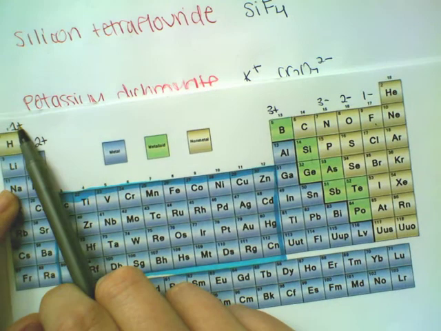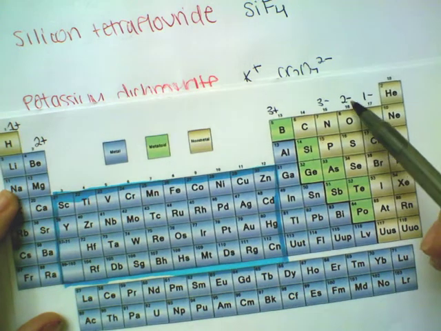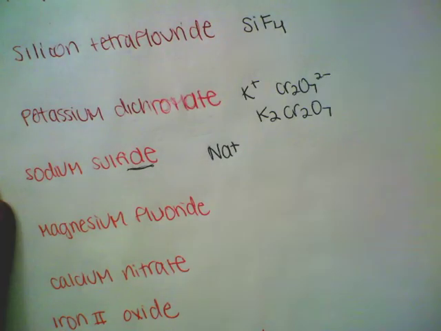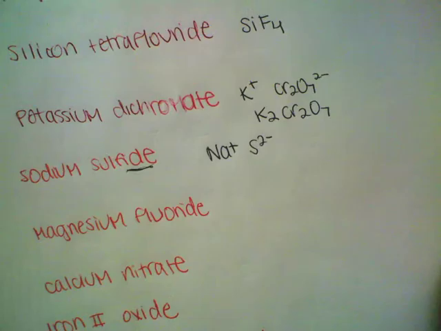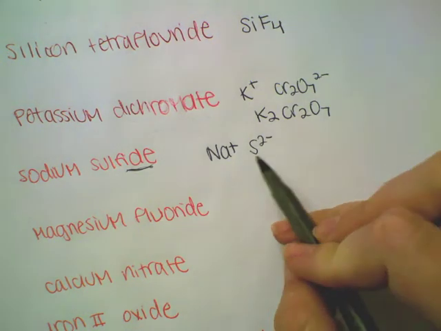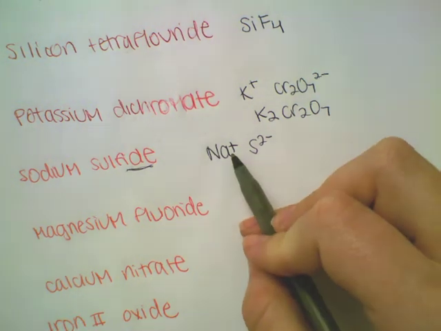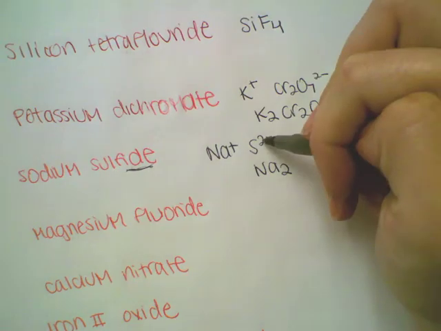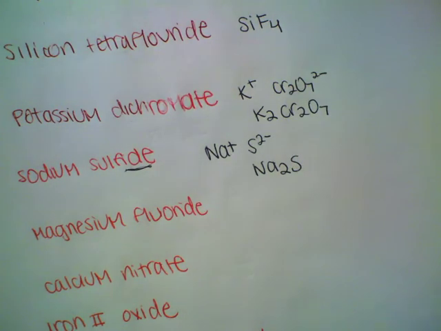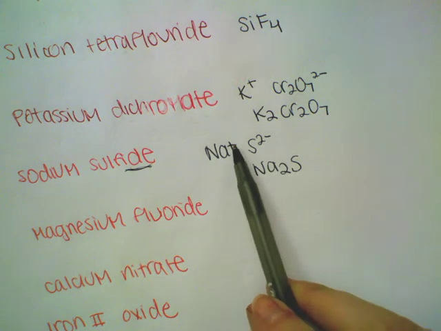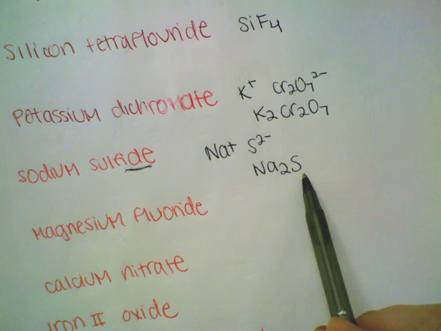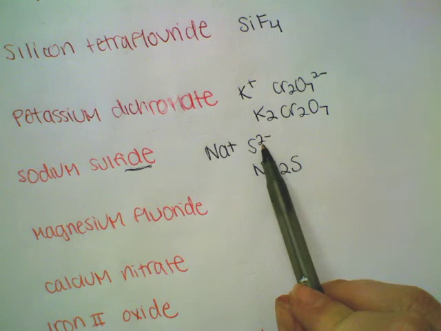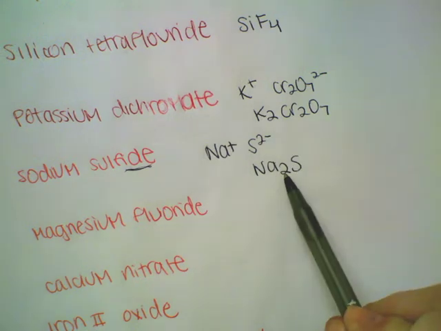Sodium makes a positive 1 ion. Sulfur makes a negative 2 ion. So I have Na with a positive charge, and I have sulfur with a negative 2 charge. The lowest common multiple between 1 and 2 is 2. So 1 goes into 2 two times, Na2, and 2 goes into itself 1 time. Again, if you're using the crisscross method, the cation charge was 1, so that becomes the subscript for the anion, and we don't need to include that 1. It's assumed. And then the charge on the anion, 2, becomes a subscript for the cation.